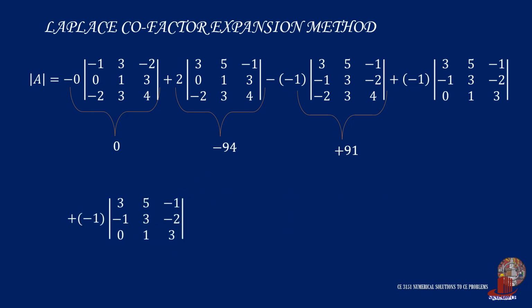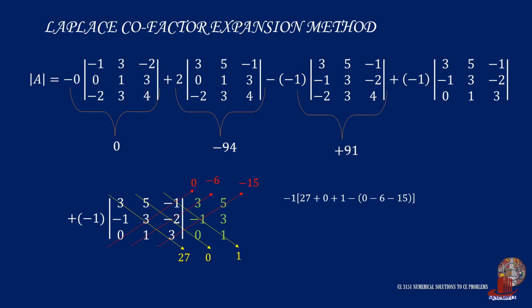The last term has a scalar of negative 1. Using Sarrus' rule, the determinants are solved with the diagonals with 3 times 3 times 3, or 27. 5 times negative 2 times 0 as 0. Then negative 1 times negative 1 times 1 as 1. The anti-diagonals have 0, 3, and negative 1, which multiply as 0. Then 1 times negative 2 times 3, multiplied as negative 6. And 3 times negative 1 times 5 as negative 15.